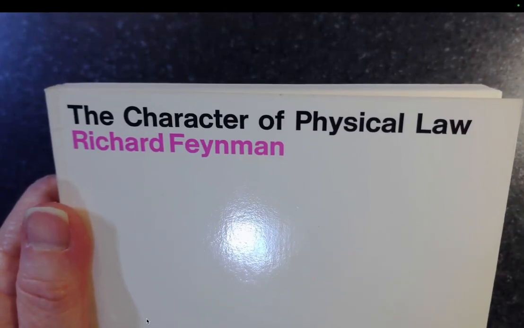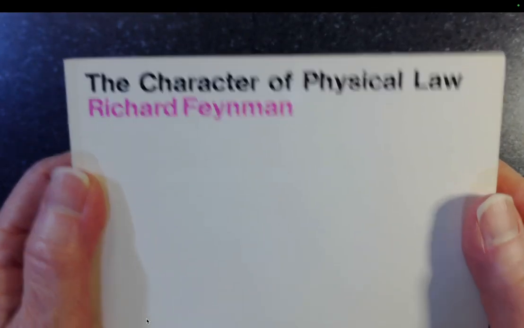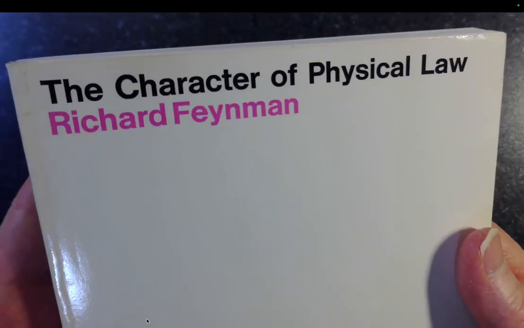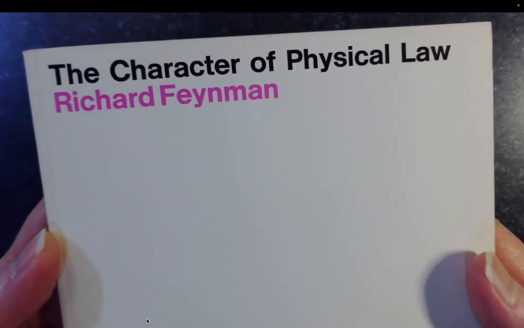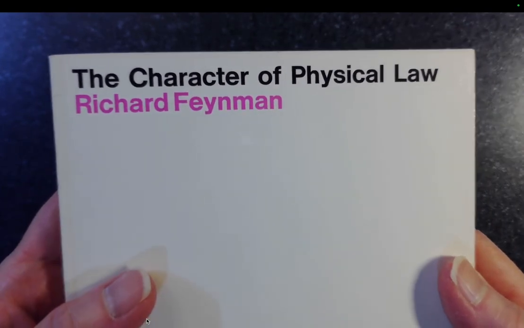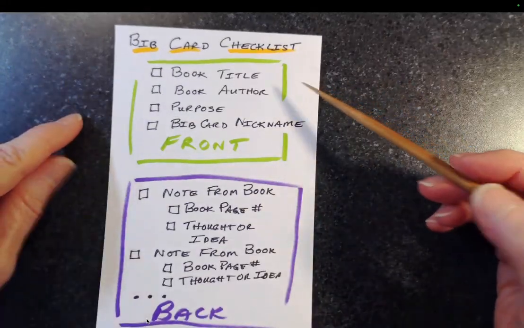Let's start with what you do need to do for every new book you read. For example, this book, The Character of Physical Law by Richard Feynman. I will want to make a bib card for every new book.